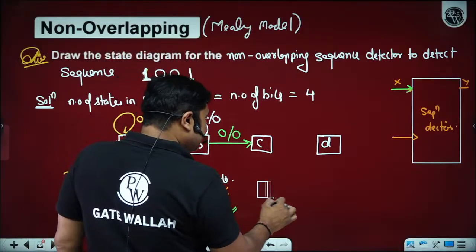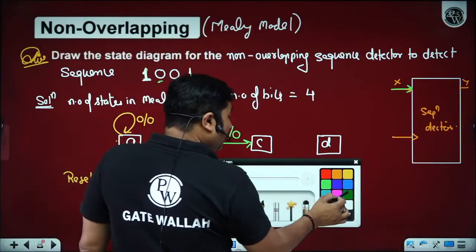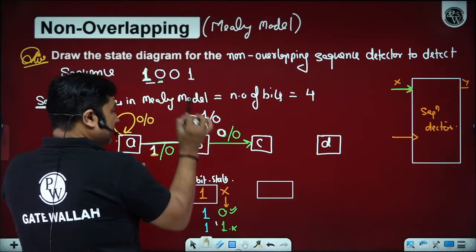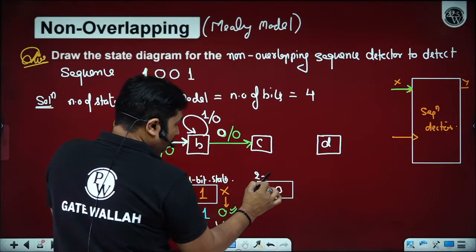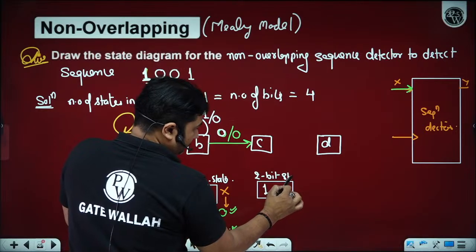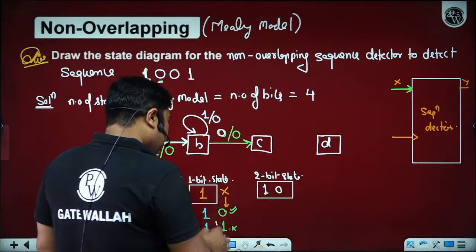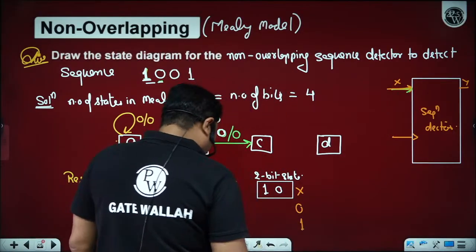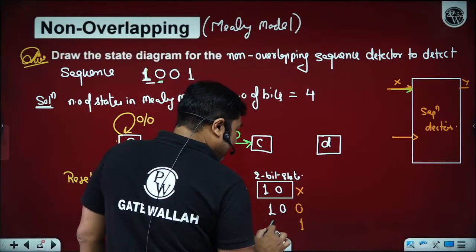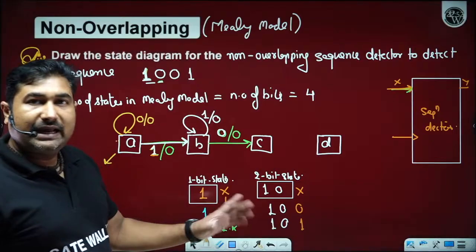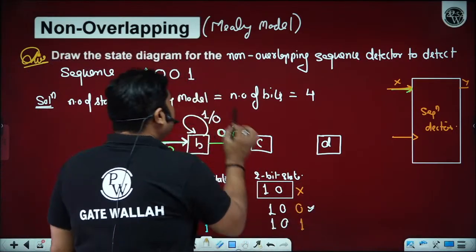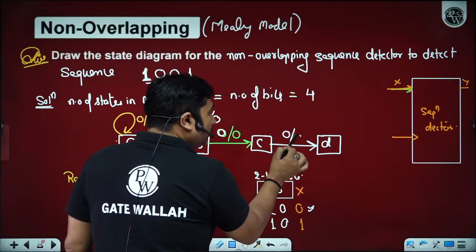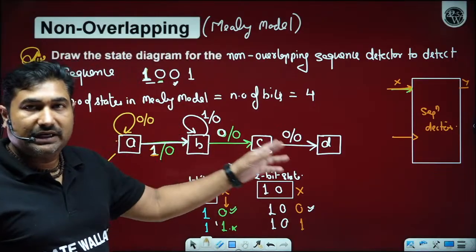Now, when you are on state C, it indicates already 2 bits of the sequence got detected: 1, 0. These 2 bits in a sequence got detected, then only you have reached the 2-bit state. If 2 bits are already detected, now the third input bit on X can be 0 or 1. Now, the third bit can be 0 or 1. If it is 0, it means 0 is the required set of input sequence. So, you will move to state D. Output will remain 0 because the entire set of sequence has not yet been detected.